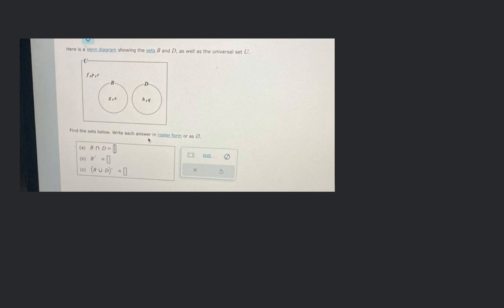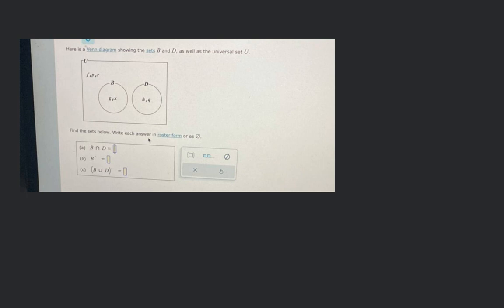Okay, so we have this question in which we need to show that here is a Venn diagram showing the sets B and D as well as the universal set. Write your answer in roster form. We are given two sets, B and D, and a universal set with F, P, and R, and G, X and H, Q. Here we need to find the following.